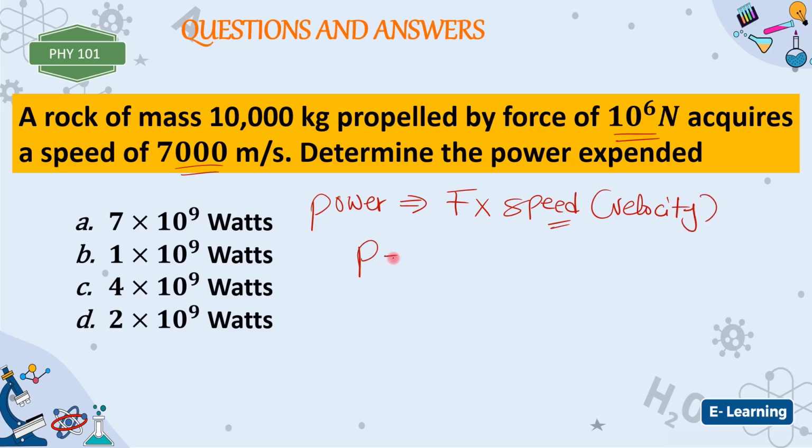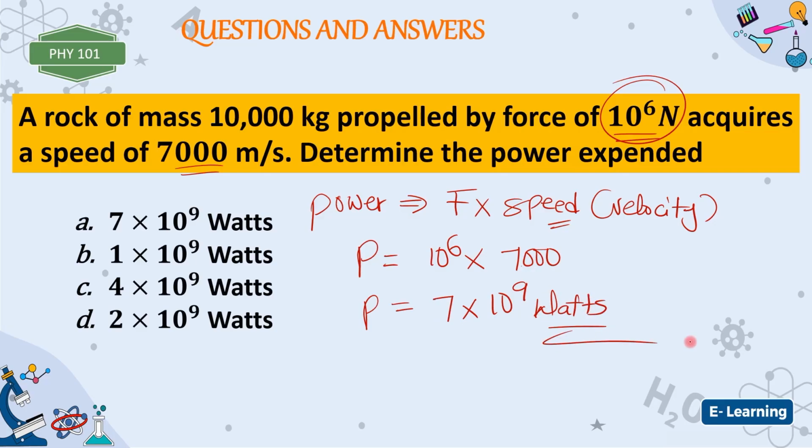That is the formula for power. So in this case, our force was given to us as 10 raised to the power of 6 Newton. The speed is 7,000 meters per second. So P will be equal to 7 times 10 raised to the power of 9 watts. All right, so the correct answer to this question is option A. It's quite easy, right? The unit of measuring power is watts.